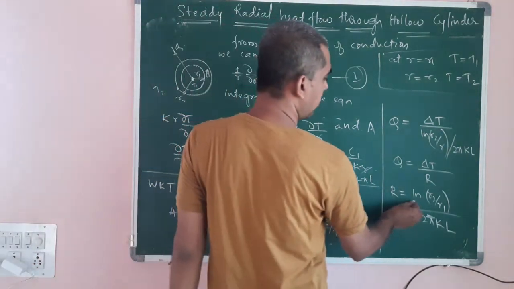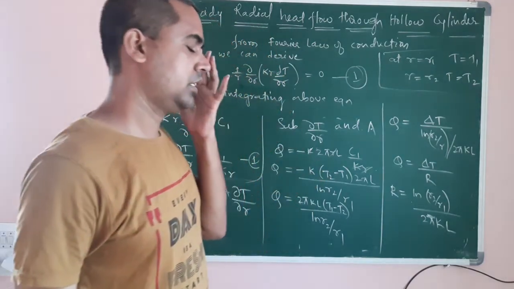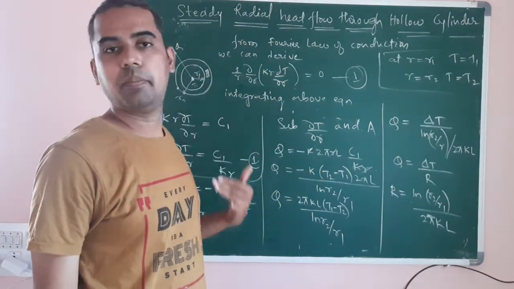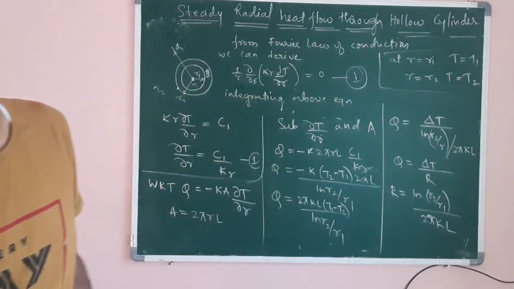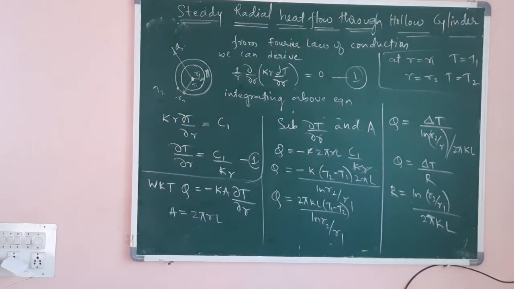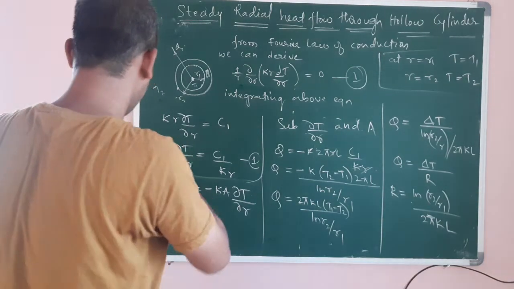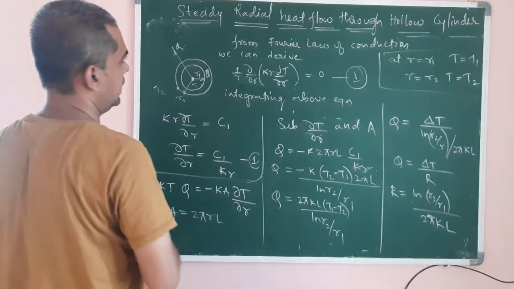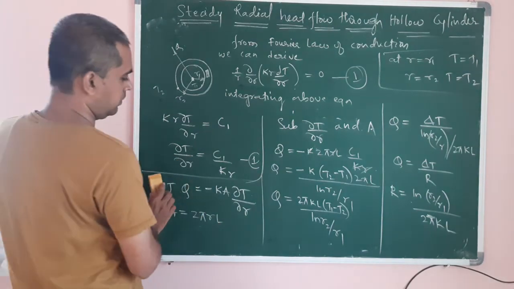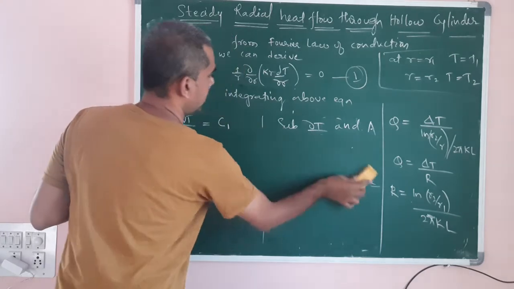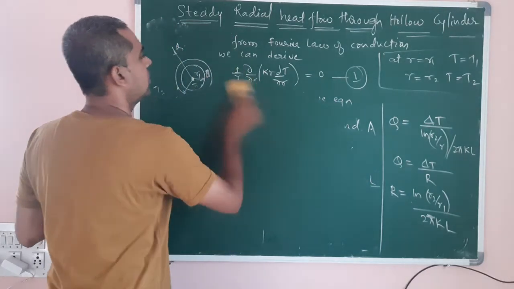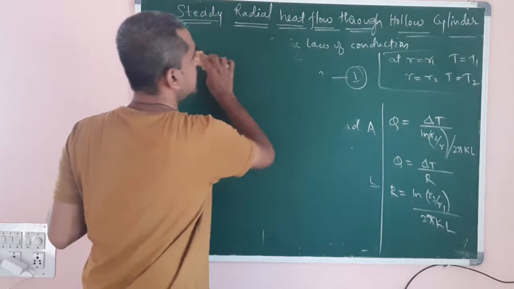Thermal resistance in a Cartesian coordinate system for conduction is equal to L divided by K A. But if it is a cylindrical coordinate system, it will be ln of R2 by R1 divided by 2 pi K L. If there are several cylinders, if there are 2-3 cylinders, then how will it be? That we will discuss.